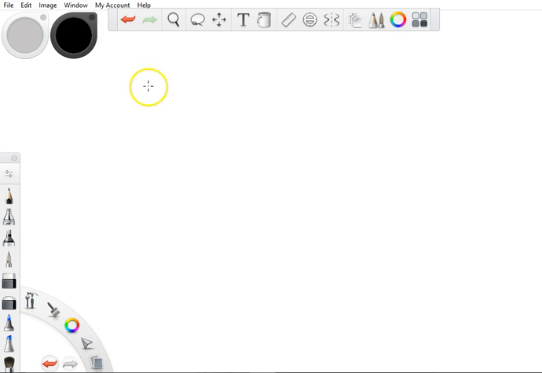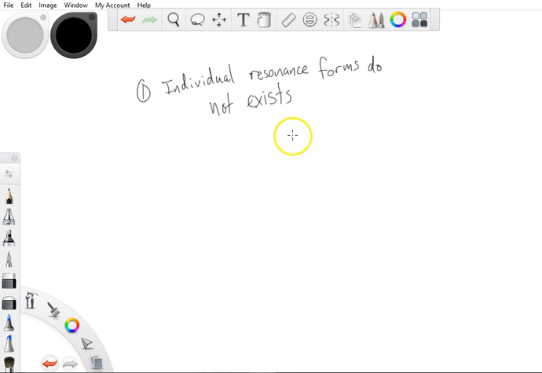So one of the things that's important, because I said there were several rules, the first rule you want to realize is that individual resonance forms, so we're talking about the specific ones that we're drawing out, do not exist. So what do I mean by this? Well, what I mean is that electrons exist. Okay? Electrons are constantly in motion.